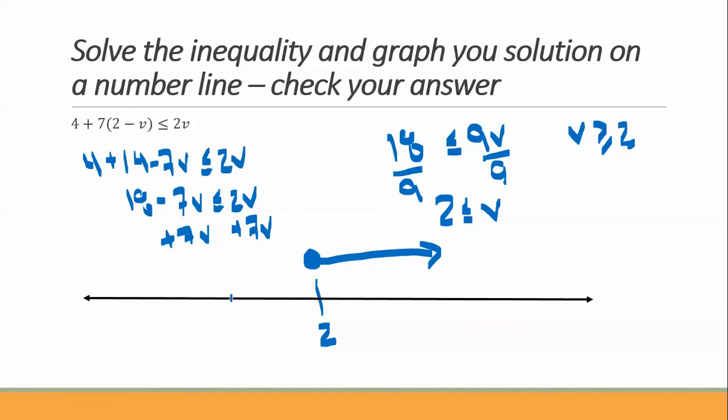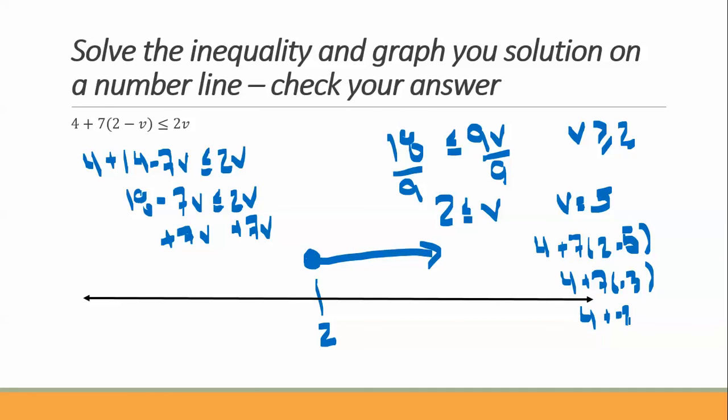This time around, 0 is not one of the shaded ones, so we can't check 0. So let's check v equal to, let's see, v equal to 5. I like the number 5. So when we do that, we have 4 plus 7 times 2 minus 5. So that's 4 plus 7 times negative 3. 4 plus negative 21 is negative 17. That's our first side of the equation.